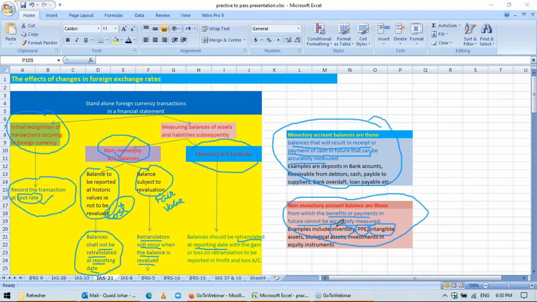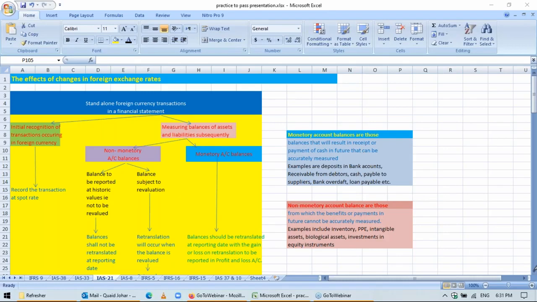So in short, you can say if there is a non-monetary item balance, you will not retranslate it on the reporting date. But if it is a monetary item, you will retranslate, right? On the reporting date always. But if you revalue the non-monetary item, then you will have to retranslate. Okay, so that's the brief summary of this standard, and all the important rules have been covered in this diagram. So let's move on to the questions now. Let's do the questions.